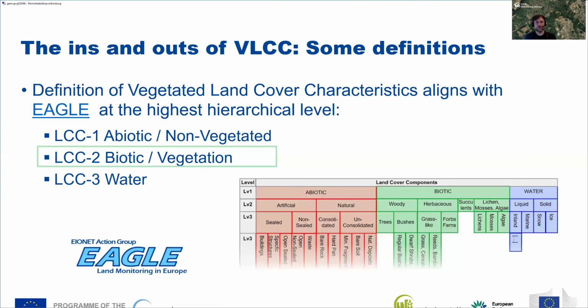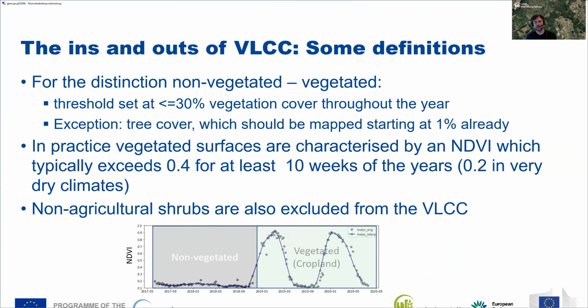This leads us to the question, what is considered vegetated and non-vegetated? During production we set a threshold where we say that a pixel or a certain area has to be covered by vegetation for at least 30% throughout the year. An exception here would be tree cover, which should be mapped already starting with 1%.